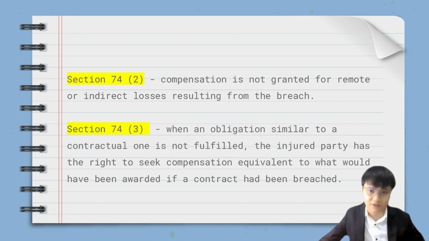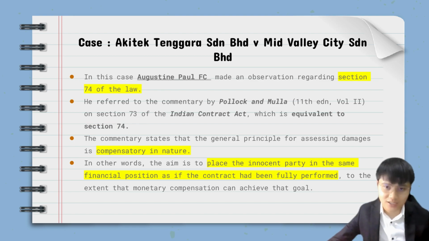Section 74(3) of the Act states, similarly, that when an obligation similar to a contractual one is not fulfilled, the injured party has the right to seek compensation equivalent to what would have been awarded if a contract had been breached. In the case of Architect Tenggara Sdn Bhd and Mid Valley City Sdn Bhd, the Federal Court Judge Augustine Paul made an observation regarding Section 74 of the law.